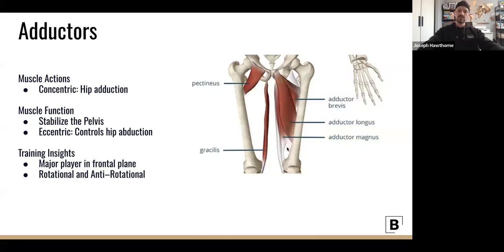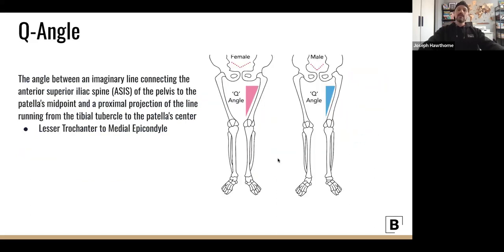So it's a major player in all those frontal plane rotation and anti-rotational movements, which is why we really need to train it mostly from a functional stability standpoint, more than anything else, to make sure that we aren't going to continue going in motion. That brings me to the last piece here, which is this Q angle.